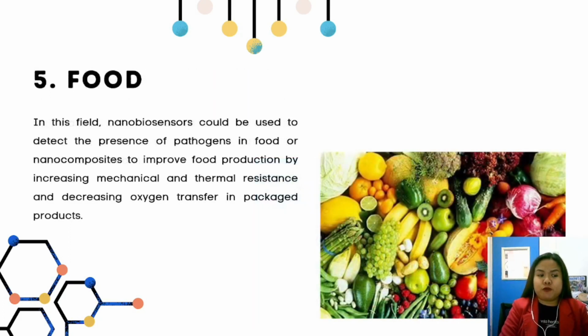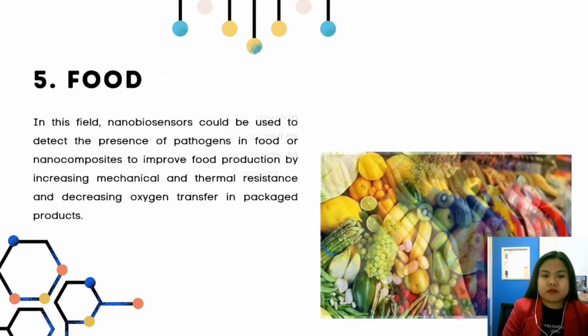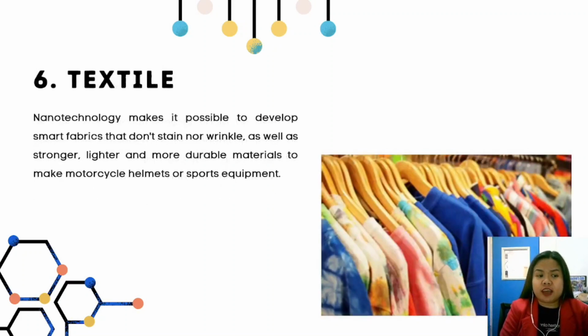The fifth one is the food. In this field, nanobiosensors could be used to detect the presence of pathogens in food, or nanocomposites to improve food production by increasing mechanical and thermal resistance and decreasing oxygen transfer in packaged products. As you can see in the picture, fruits and vegetables are examples of nanotechnology. And then the last one is the textile.